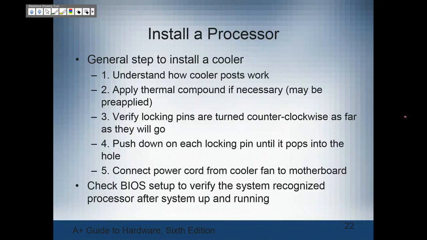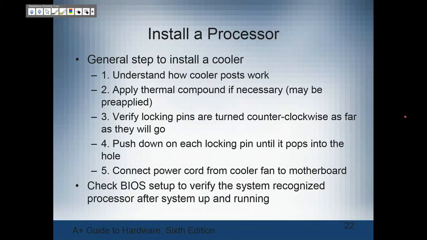General steps to install the cooler. These things are not all going to be the same, and sometimes they're a real trick to figure out how to get them in, how to get them out. Usually the instructions on getting them in are easy. They snap in, and then you say, oh, no, I need to take it out. Not always necessarily so easy. How are you going to unlock it, basically?